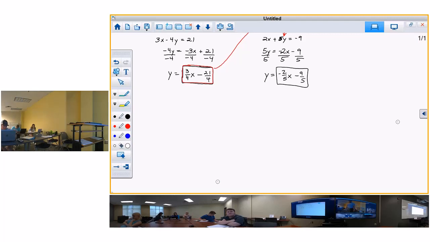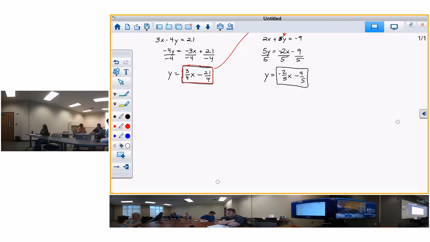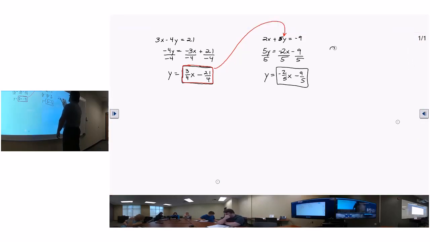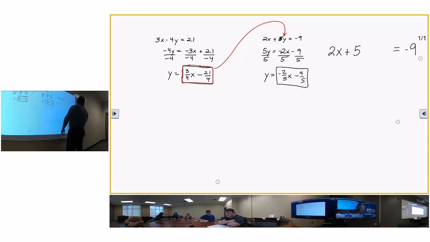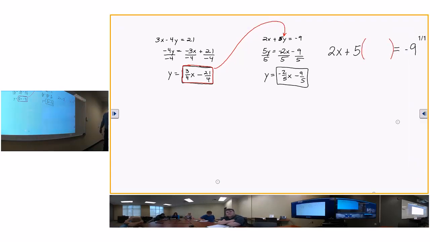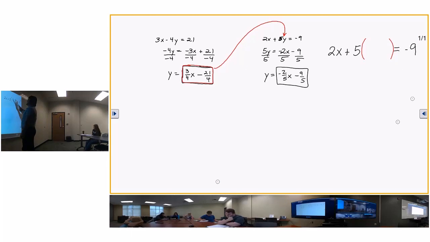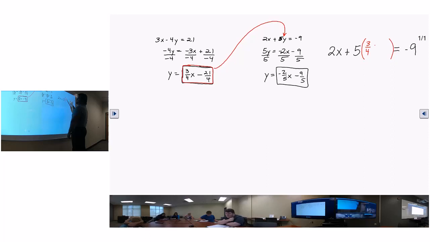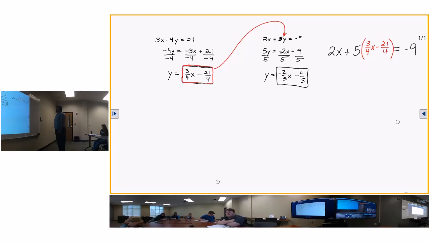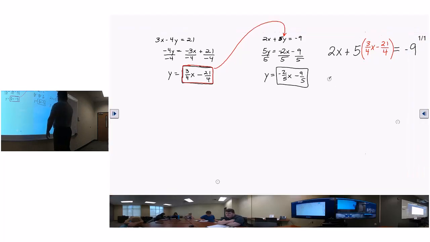All right, so let's go ahead and substitute. Now, whenever I substitute, I plug in a big old set of parentheses. So I'm going to take 2x plus 5, and then I'm going to put equals -9, and then I'm going to take my red marker and put in parentheses. And then I'm going to plug in my 3/4 x minus 21/4. Now what am I going to do? Well, I've got to distribute because I can't do anything else. So I'm going to distribute and make everybody go into cardiac arrest because I've got more fractions.